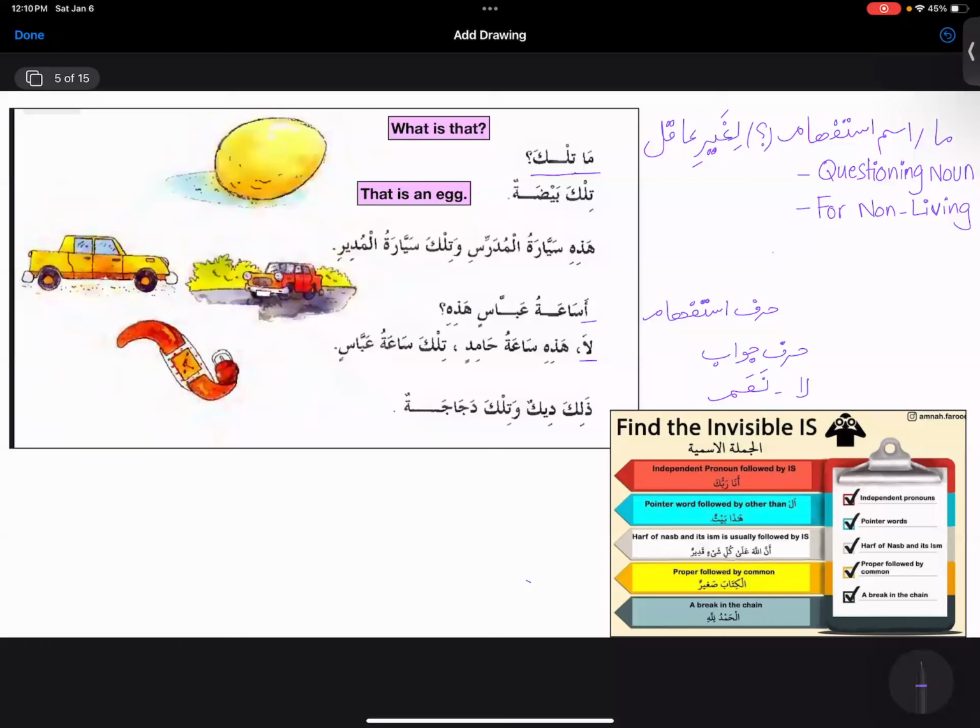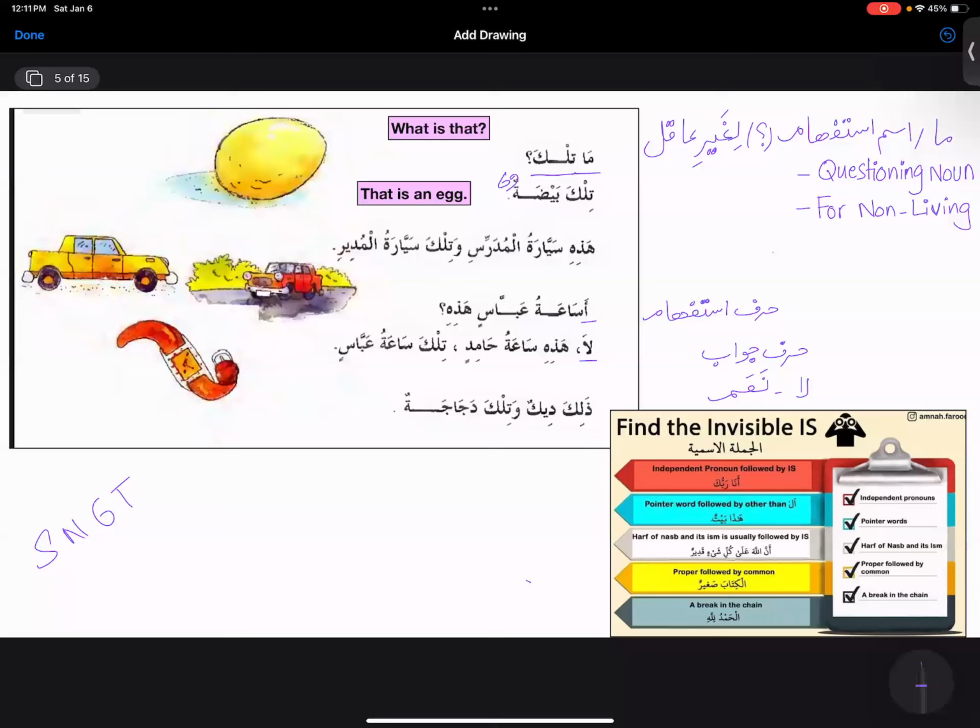Ismul Ishara lil baid, muannas, singular, and Baidatun, for status, the status is rafa. Number is singular, and the gender is muannas, female, and type is proper. Oh, it doesn't have al. Oh yeah, it has tanween, so it is common. Very, very good. Barakallahu fiki.